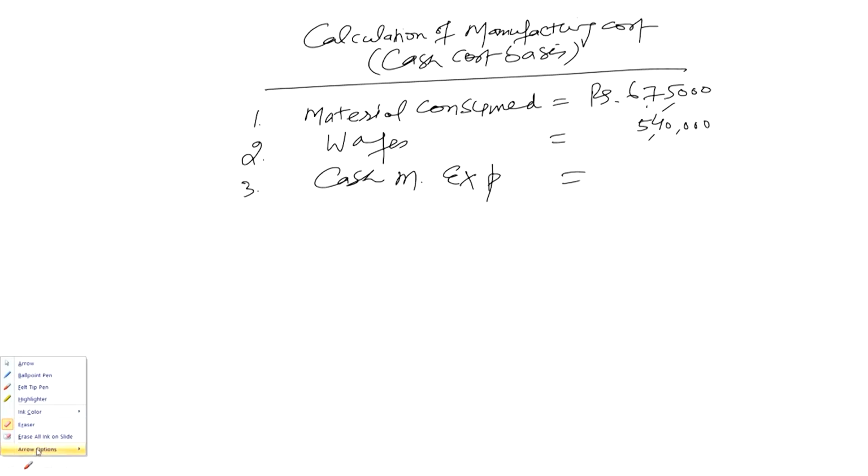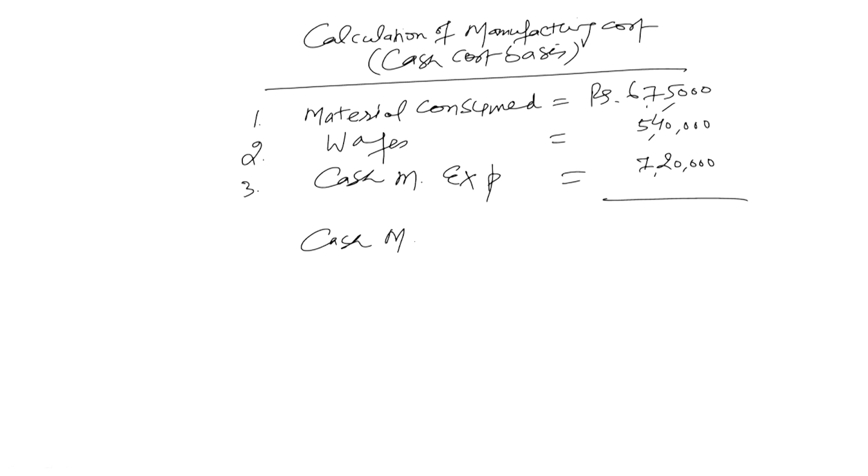So total we will have to calculate how much is the cash cost now. What is the total cash manufacturing cost here? 6,75,000, 540,000 and 720,000. How much does this work out as? Total will work out as 19,35,000. This is the cash manufacturing cost, but this is not the final cost. We will have to calculate now the cost of sales. So into this you have to add some things.